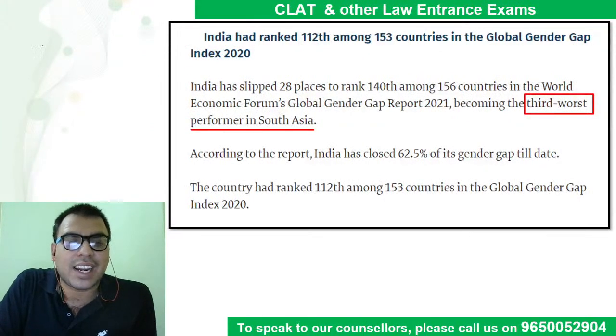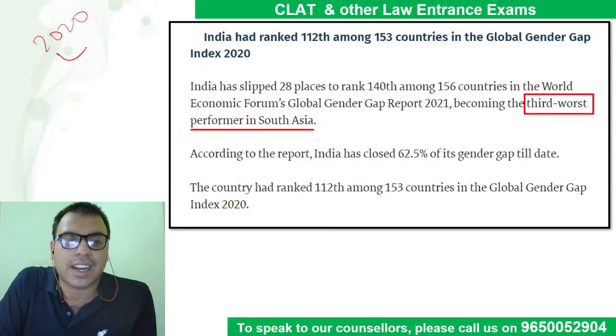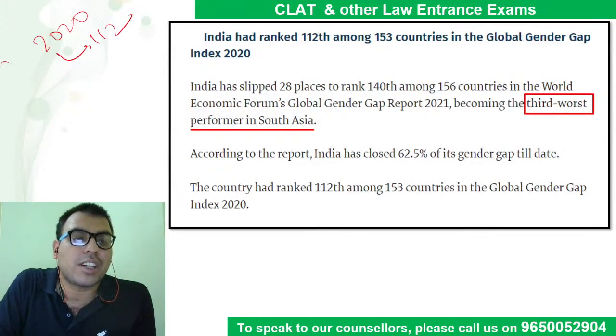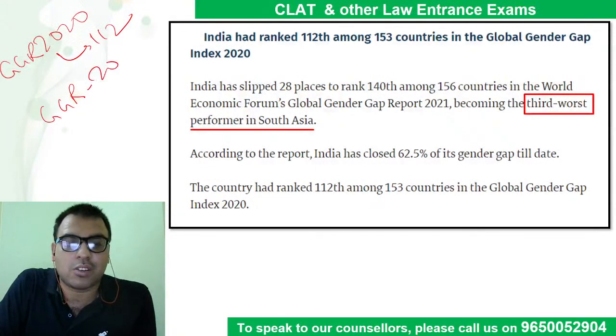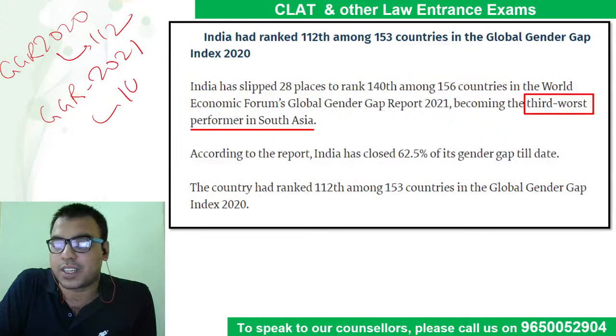So last year, in 2020, we had a rank of 112. In the 2020 Global Gender Gap Report it was 112, and in the Global Gender Gap Report 2021 it is 140.